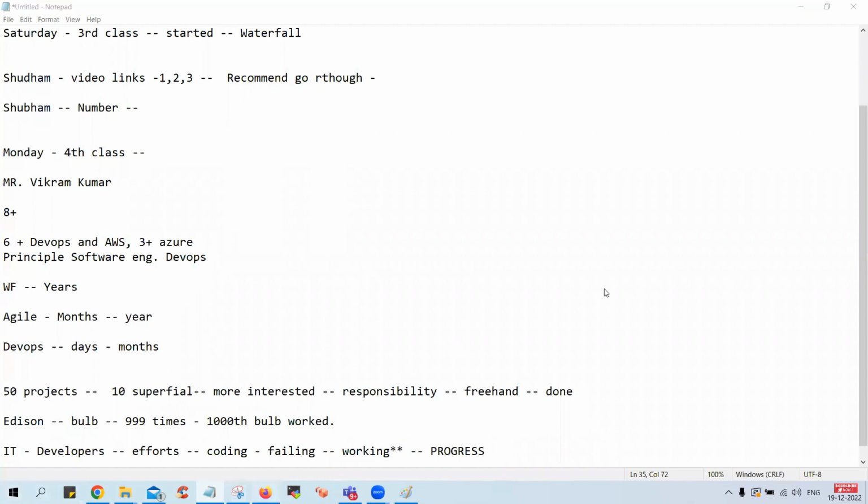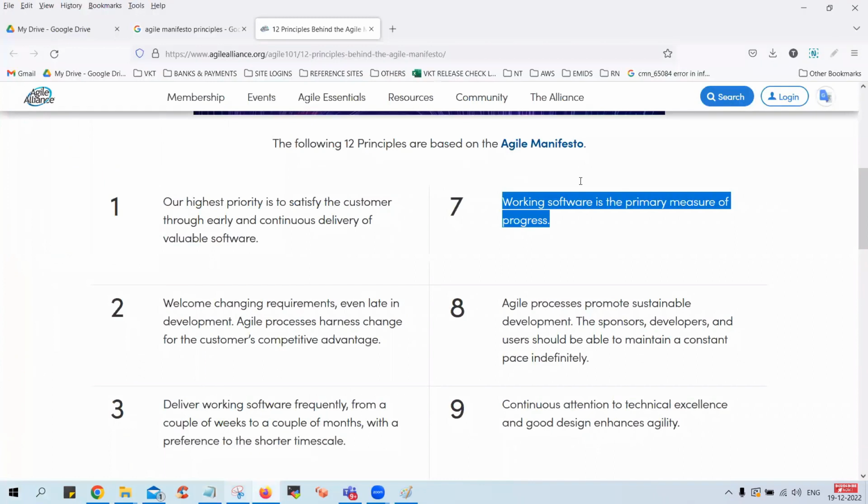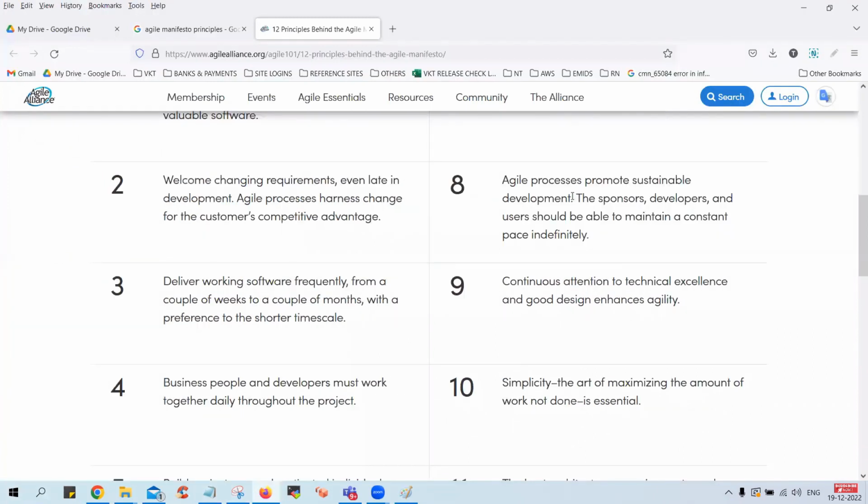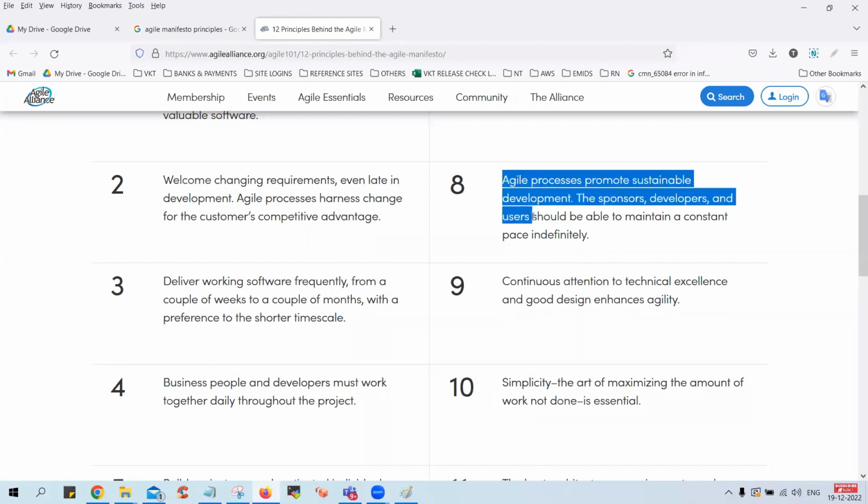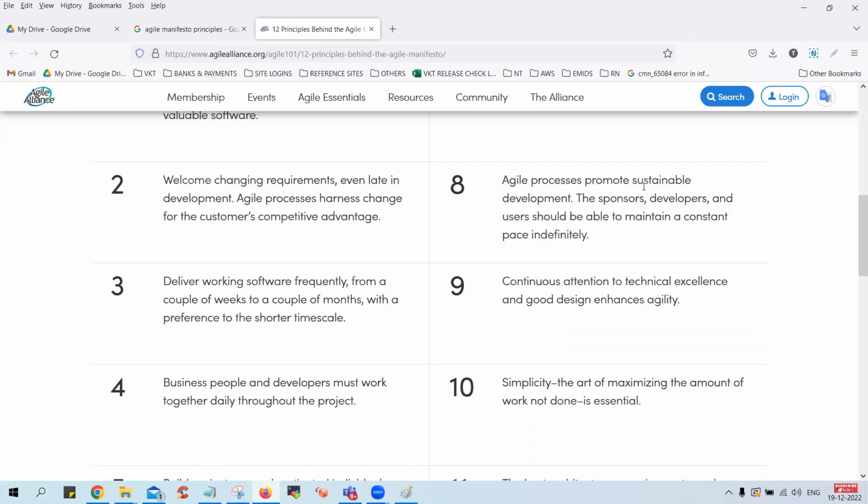Good. Now let's move on to this point. Eighth point: Agile processes promote sustainable development. The sponsors, developers, and users should be able to maintain a constant pace indefinitely. What does it mean? So first of all, what is the meaning of sustainable development here? Agile processes should promote sustainable development. What does it mean?